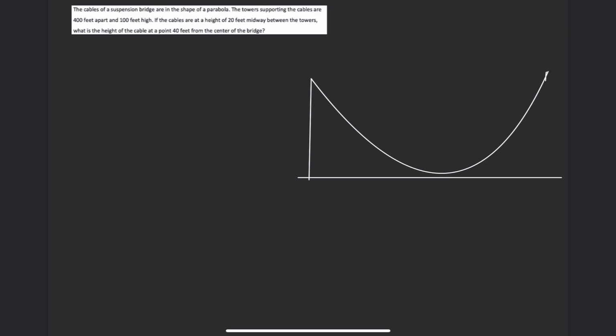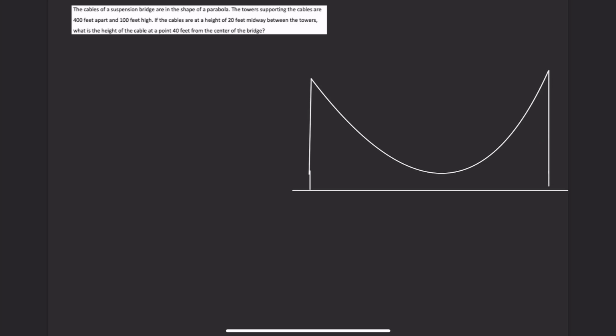Okay, to start, I like to draw a picture of what the problem is talking about. So we know we have a parabola that looks something like this. It's not going to be to scale. Something roughly like this. Okay, something like this. And we're told that each supporting beam is 100 feet high, and the distance between these two is 400.